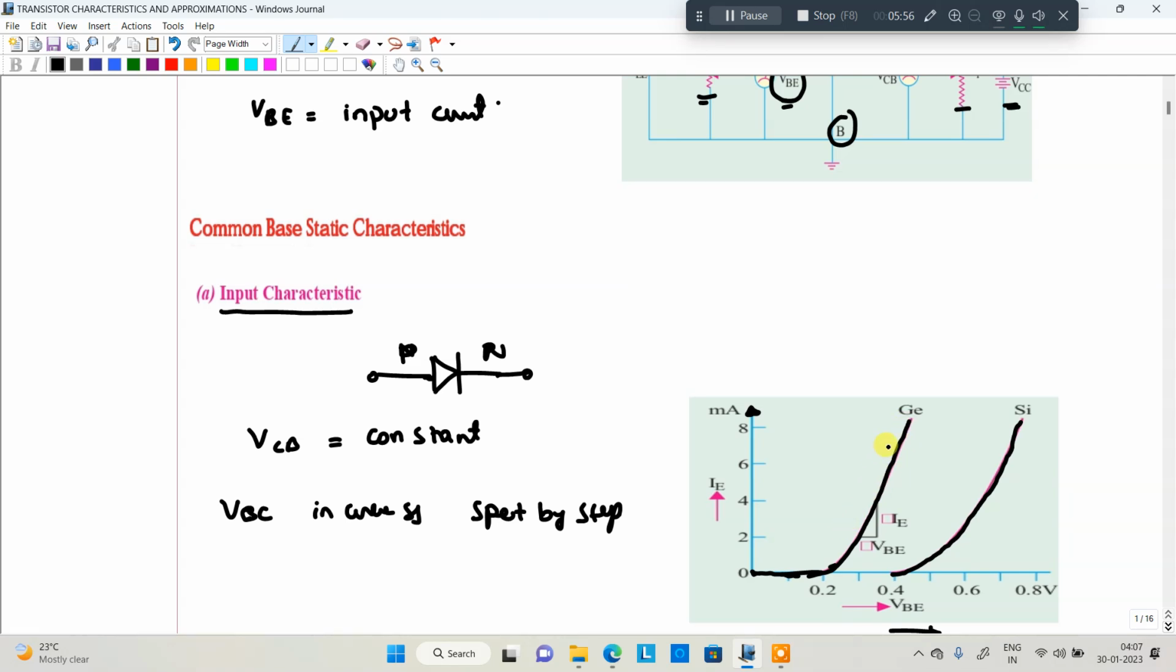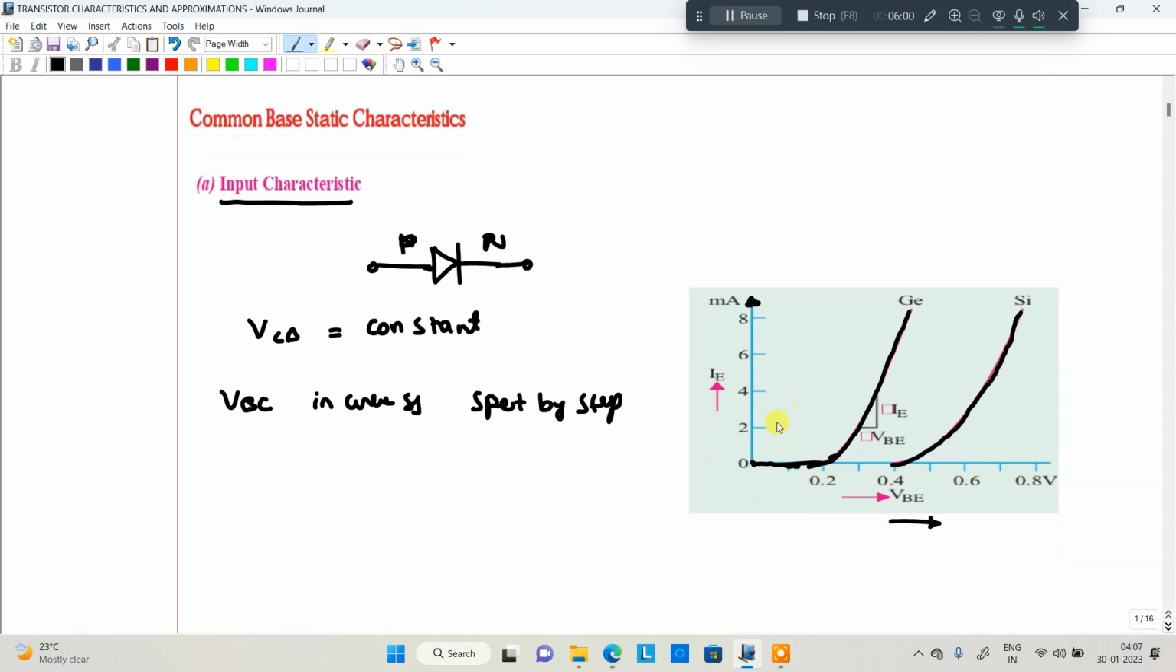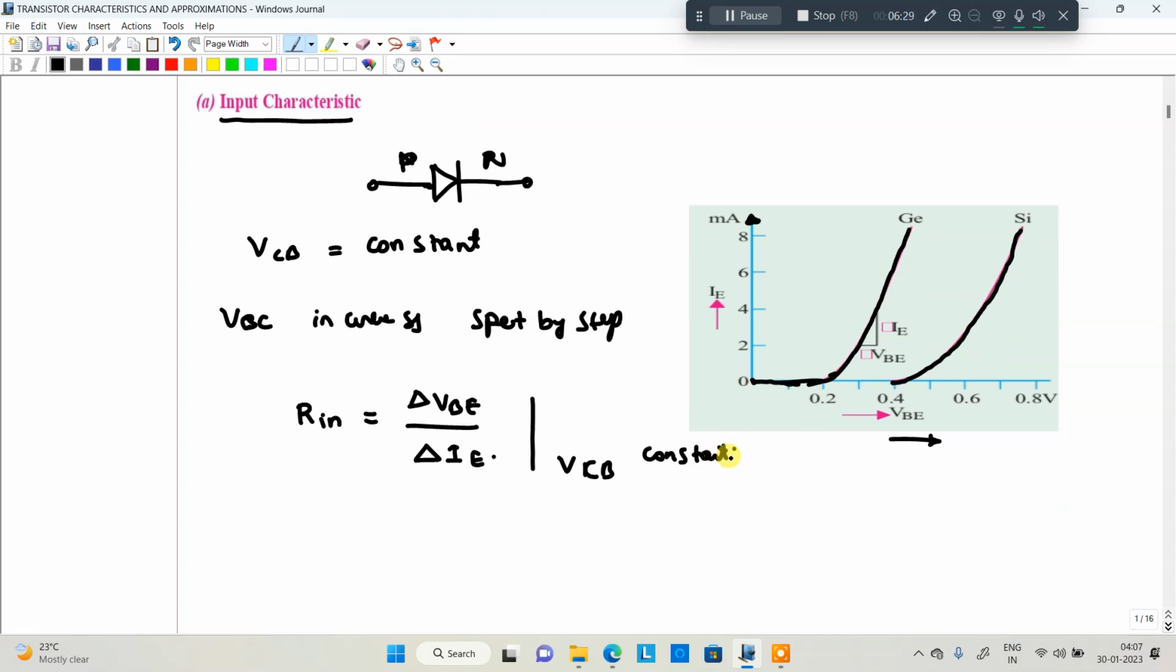Where VCB increases, the graph will be linear after a certain value. So by using this particular graph, we are going to calculate the input resistance. How to calculate the input resistance? Change in voltage VBE divided by change in emitter current, with the condition that VCB is constant. That is about the input characteristics.